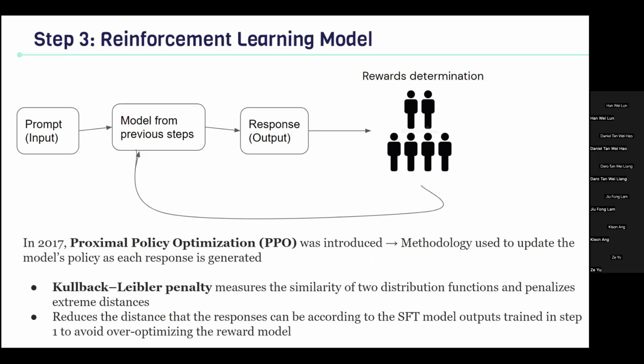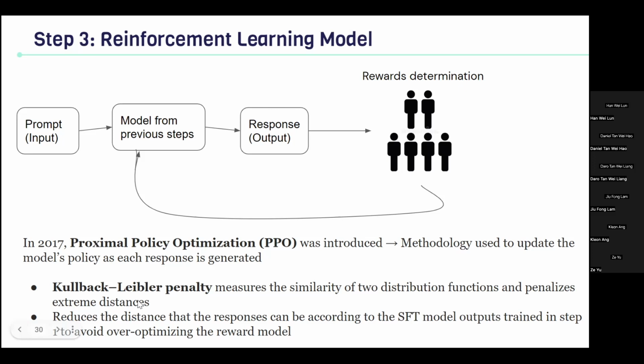So okay, let's go through it slowly. Proximal policy optimization was introduced for this process of iterative training. This is basically the methodology used to update the model's policy as each response is generated. Specifically, it's using the KL divergence penalty.